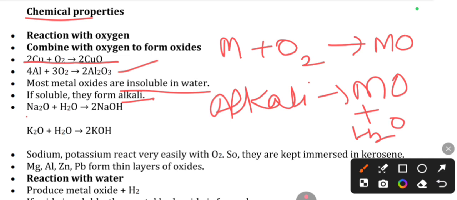So we can see here the example. Sodium oxide and potassium oxide both are soluble in water. So we can say these are alkali. So can you say all alkalis are bases or all bases are alkalis?